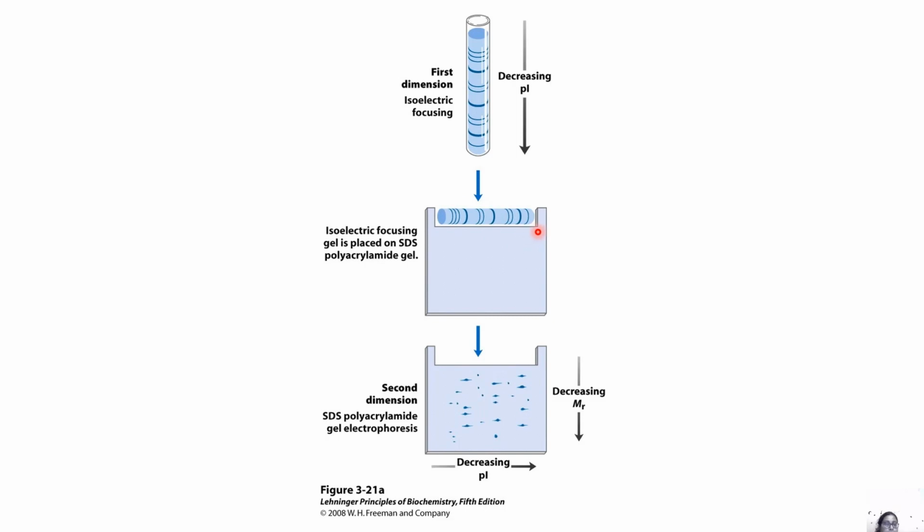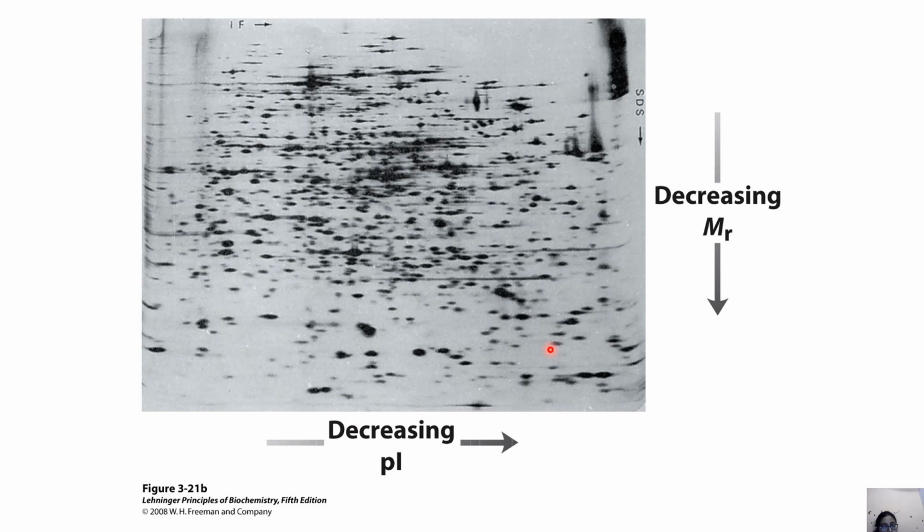Now the isoelectric focusing gel is placed on the SDS polyacrylamide gel, the second dimension gel, and separation by SDS-PAGE gel electrophoresis occurs, where proteins are separated according to their molecular weight. So this side is decreasing pI, this side is decreasing molecular weight.